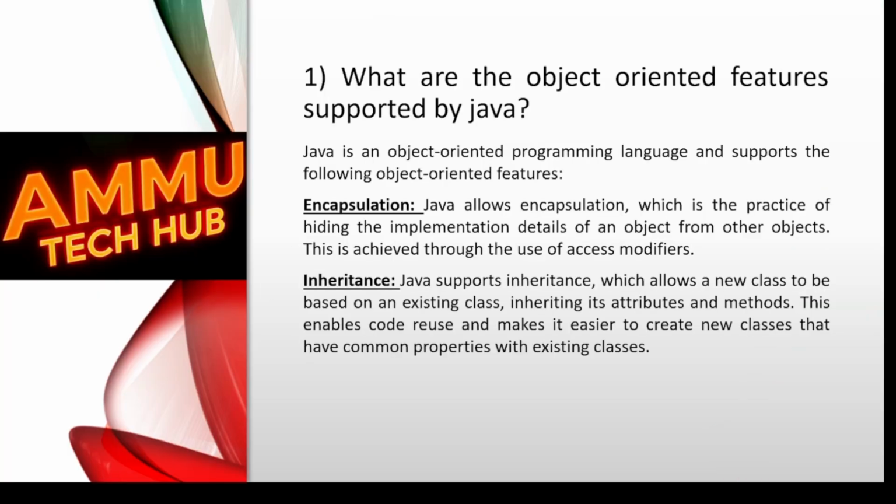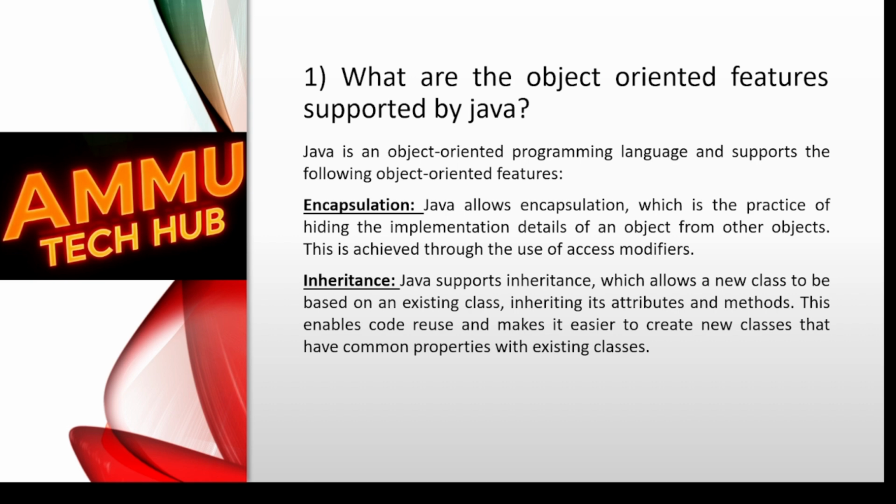What are the object-oriented features supported by Java? Java is an object-oriented programming language and supports the following object-oriented features. Encapsulation. Java allows encapsulation, which is the practice of hiding the implementation details of an object from other objects. This is achieved through the use of access modifiers.